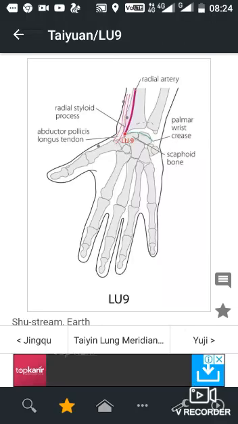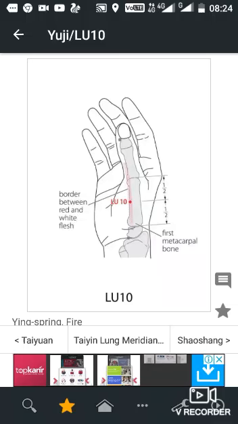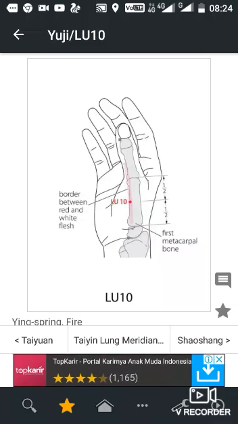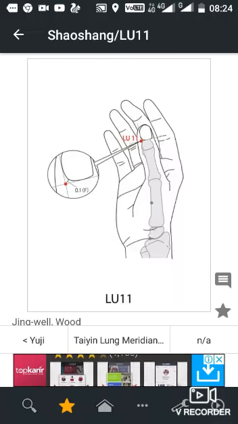Lung 9, location: on the transverse crease of the wrist, in the depression on the radial side of the radial artery. Lung 10, location: on the midpoint of the first metacarpal bone, at the junction of the red and white skin. Lung 11, location: on the radial side of the thumb, about 0.1 cun posterior to the nail.